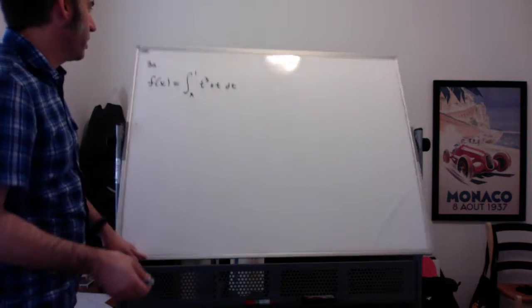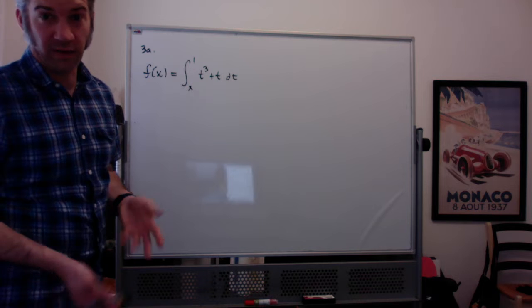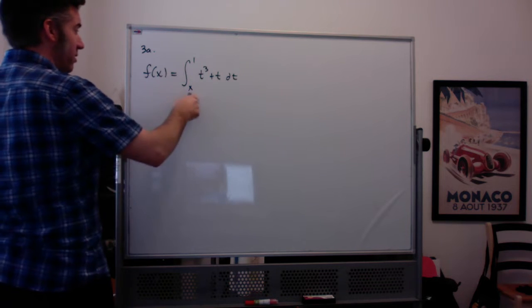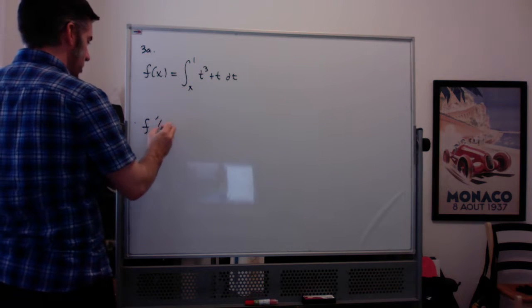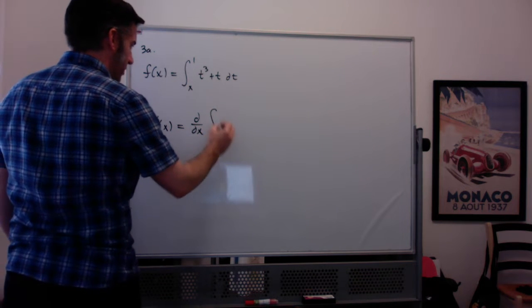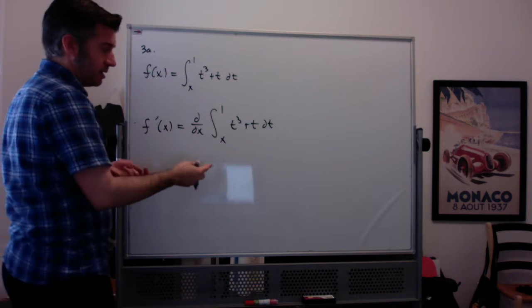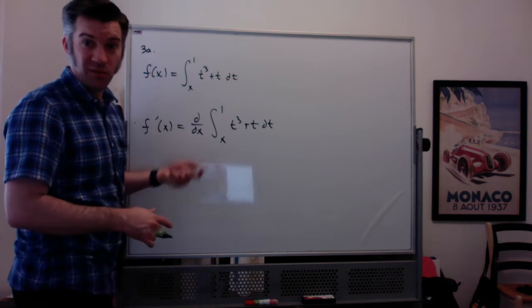Here are problems 3a and 3b. We want to find the following derivatives, meaning you have to use the fundamental theorem of calculus. So the derivative of the integral, so f prime of x is the derivative of this integral, which you could totally do as is, remembering that if the variable is in the bottom, you get a negative.